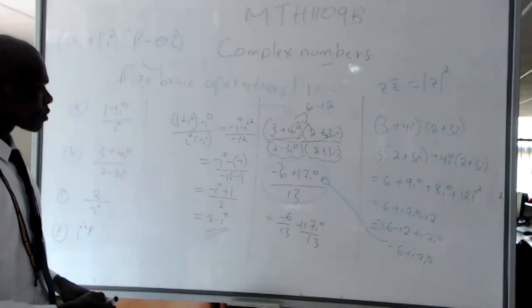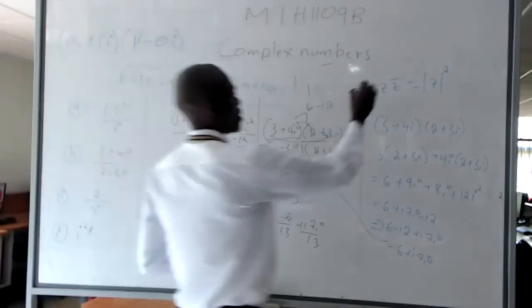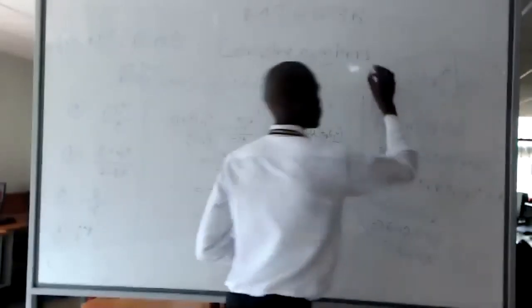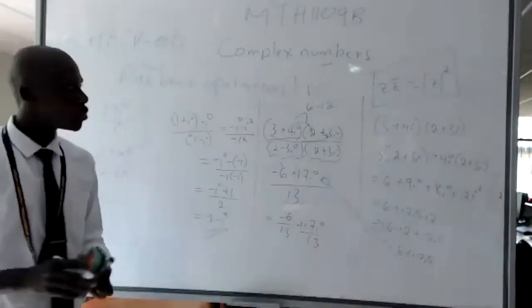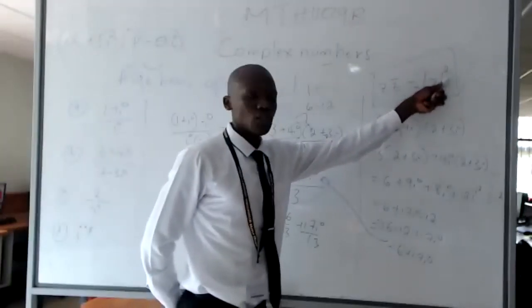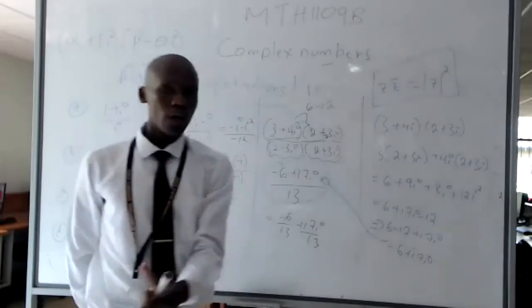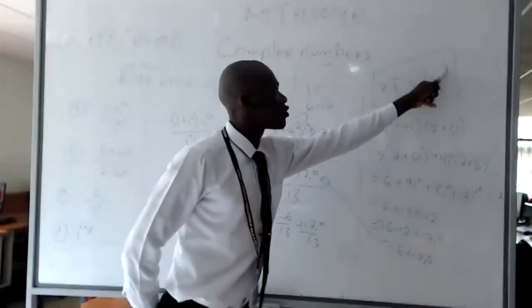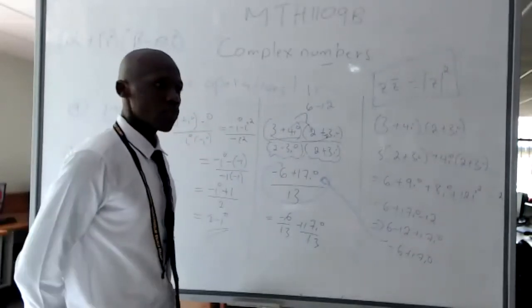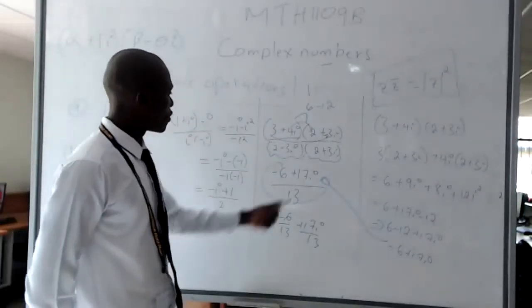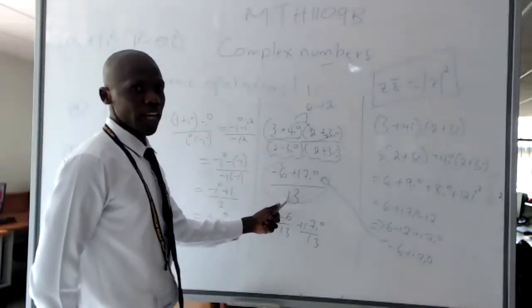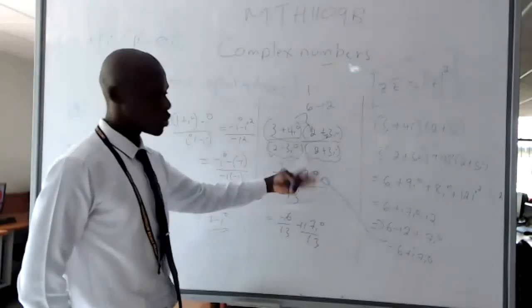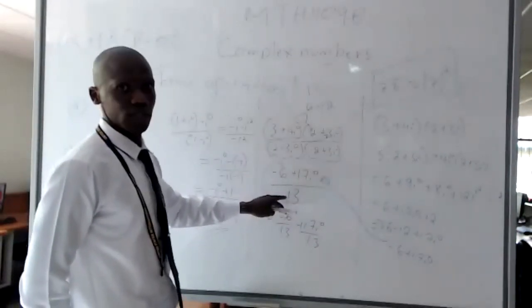This is the rule I'm using: if you multiply a number by its complex conjugate, you get its absolute value squared. So it is this square that removes the square root. The absolute value of this number is root 13, but when I square it, I do away with the square root. That's why I don't have a square root in this 13.